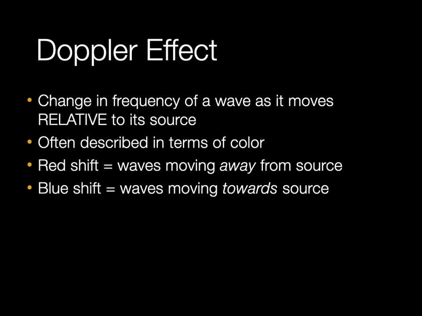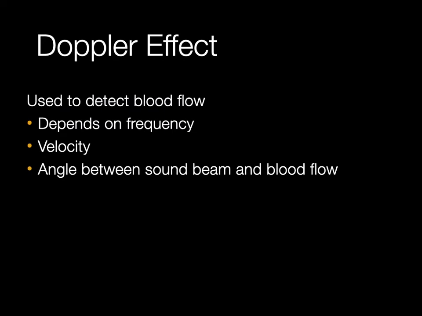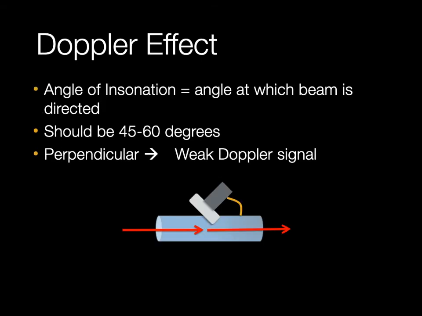they are more compressed. We use Doppler to detect blood flow, and this depends on the frequency, the velocity, and the angle between the sound beam and the blood flow. The angle of insonation is the angle at which the beam is directed and should be 45 to 60 degrees. If it's a perpendicular angle, then you're going to have a weak Doppler signal.